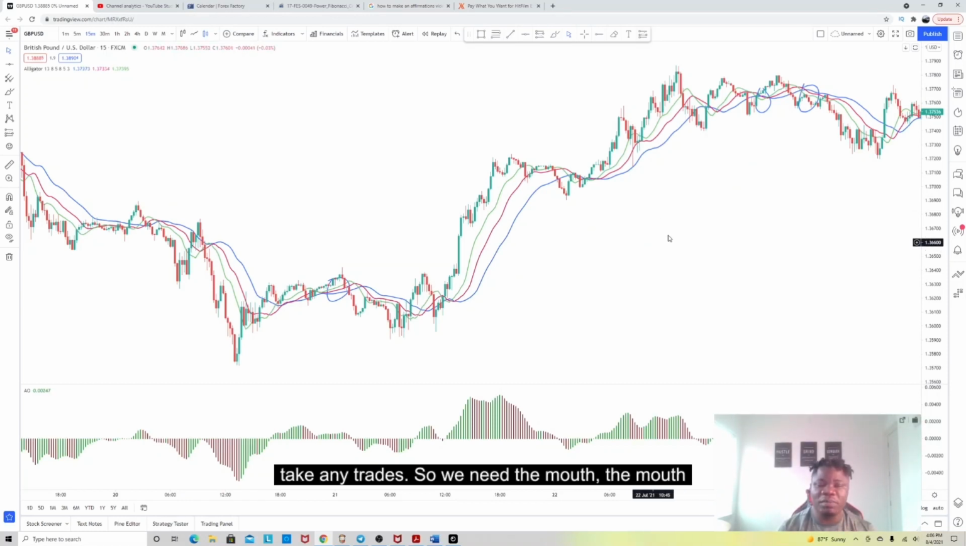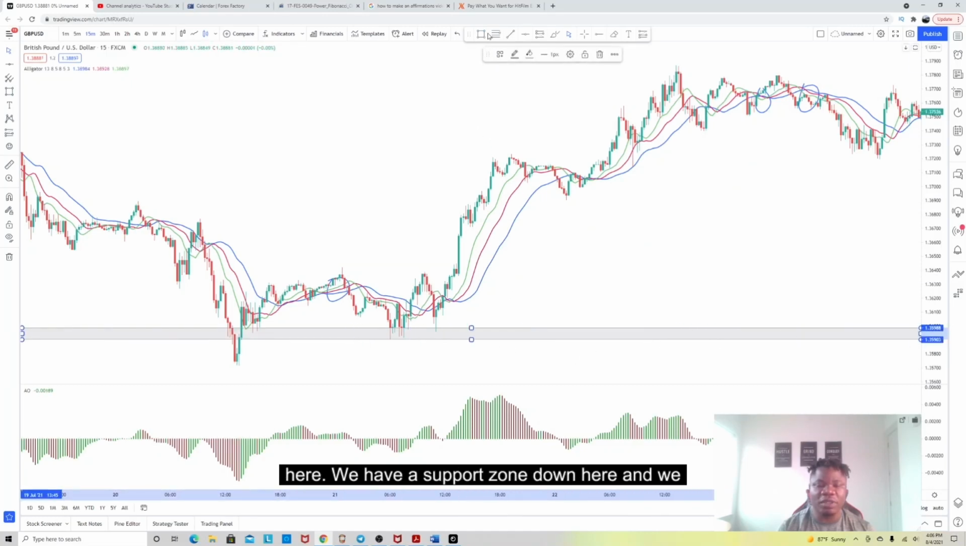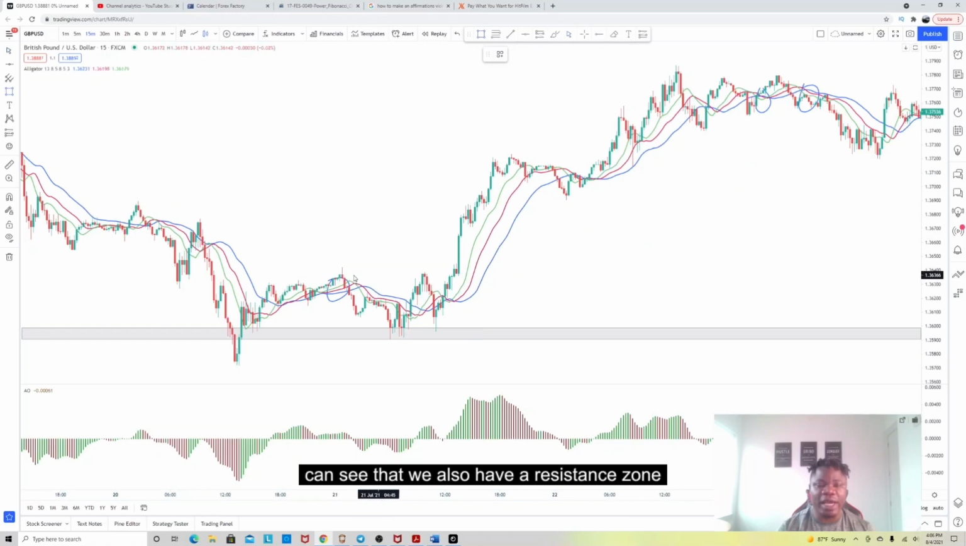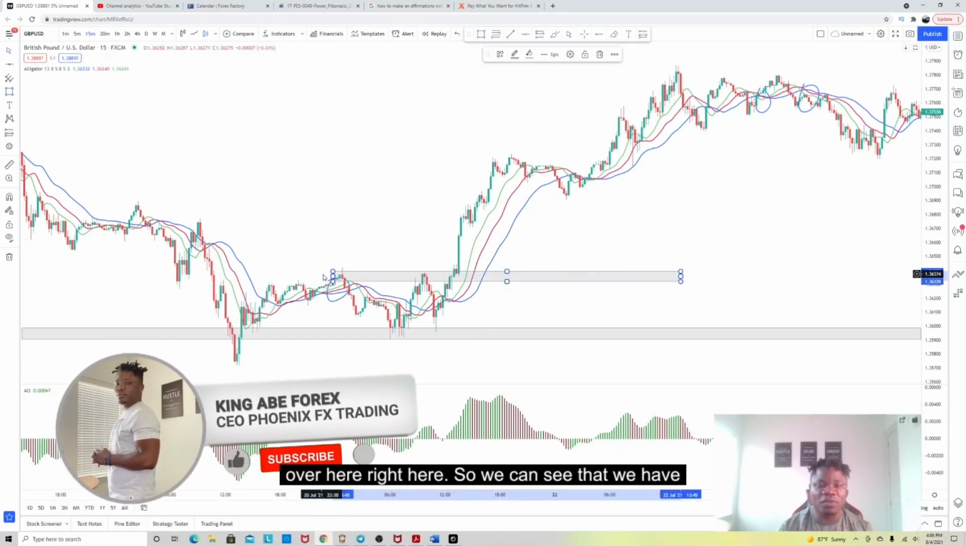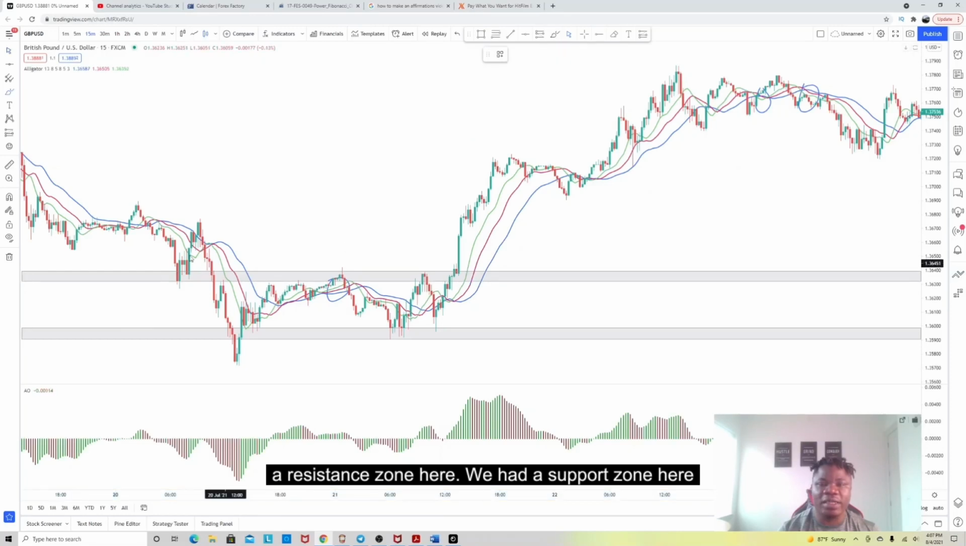So we need the mouth to be wide open like this, and we need the green line to cross the other two lines for a buy signal. Now, since we have this first confirmation here, before we get in, what else can we see? We can see that we have a support zone down here, and we also have a resistance zone right here. We had a resistance zone here, and a support zone here that became a resistance zone.